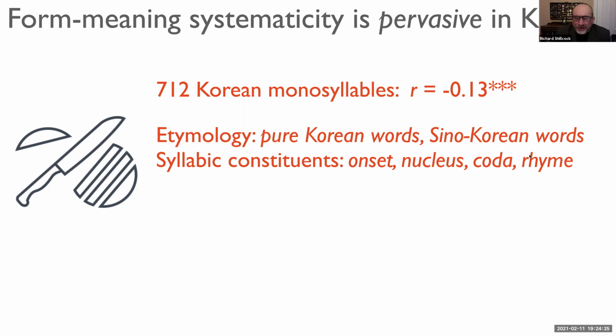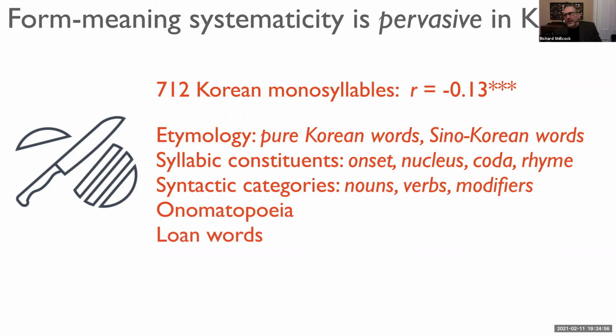We divided things up into nouns and verbs, modifiers as well. It's still there. We looked at a smaller group now of words where the sound of the word gives you some clue as to the meaning, and things are significant there. Even in a much smaller group of loan words, there's a systematicity there, which is really surprising. We divided the 712 up into different frequency strata, and it's only the rarest words where the systematicity dips down into levels of correlation which turn out not to be statistically significant.